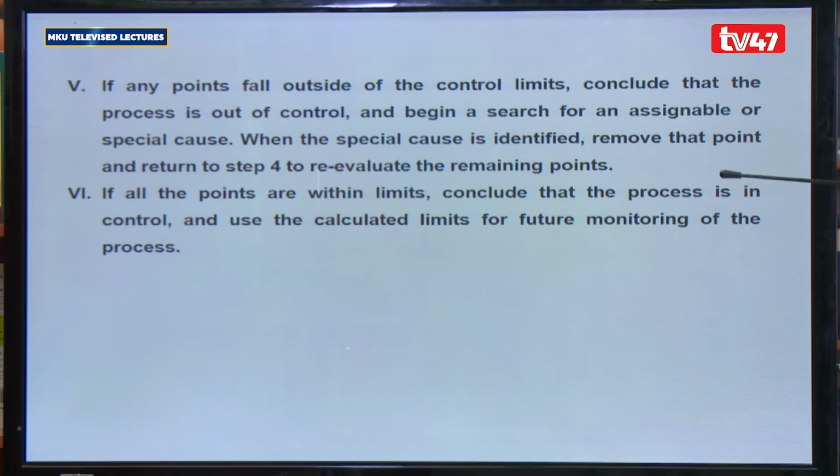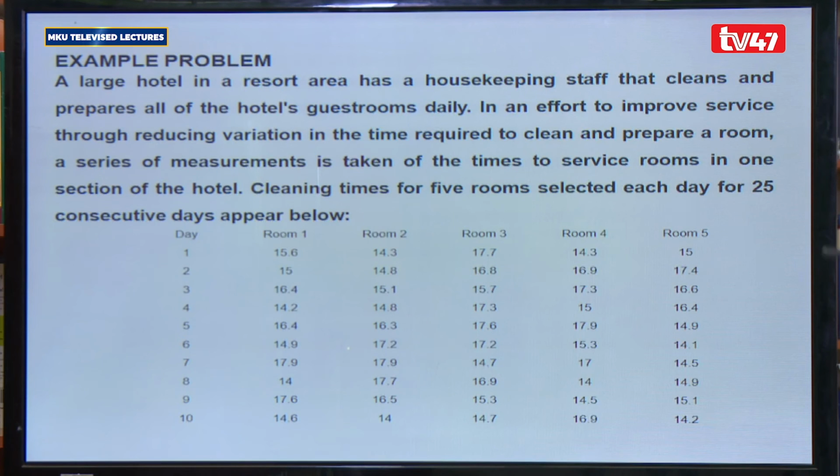So when the special cause of that outlier is identified, then we remove that point, and then we should repeat the process in step 4 and reevaluate again. Maybe we can look at an example and see how we can come up with the given charts. So here I have an example.